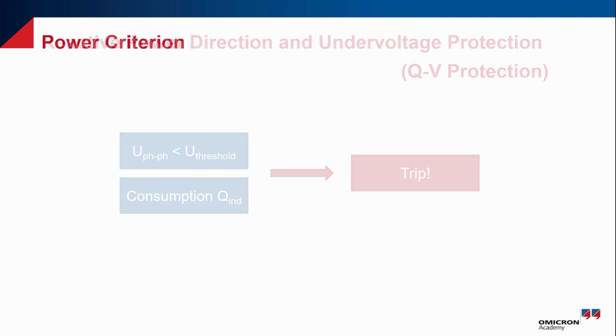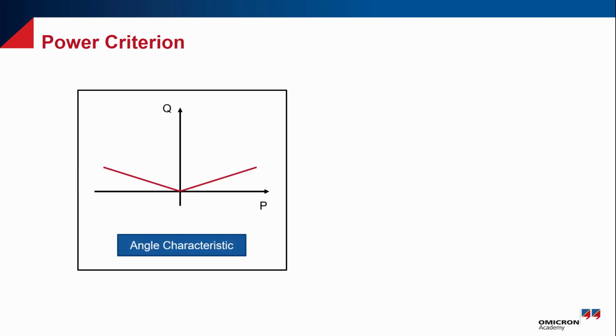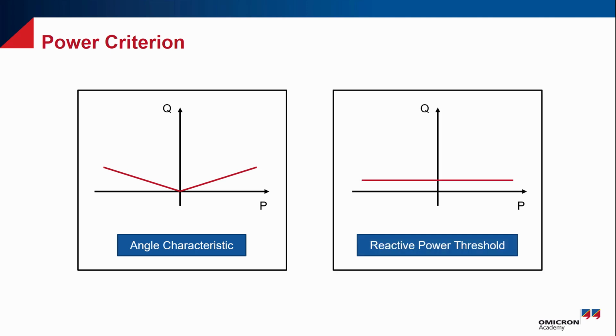When it comes to the power criterion, there are two different types of characteristic. With variant 1, the trip range is defined using a reactive power characteristic. In addition, a minimum current criterion prevents erroneous tripping at very low power values. Variant 2 uses a reactive power threshold. You can test both characteristics using the Advanced Power module.